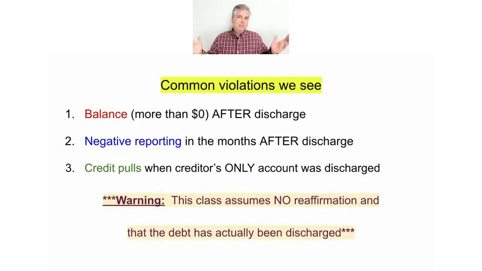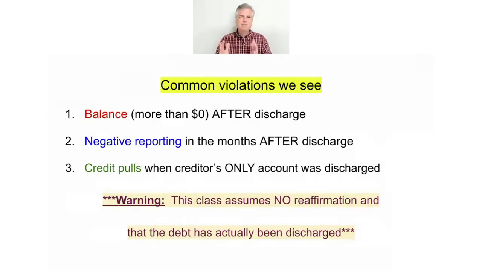They go, well, see, we showed a zero balance. Yeah, but you told the world that this month and this month and this month I was charged off, and I wasn't, because you can't be charged off if it's discharged. Okay. In the past, it could be charged off, but if there's a bankruptcy discharge, that's it.